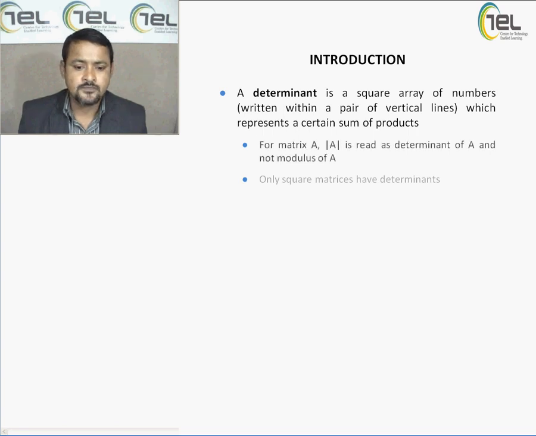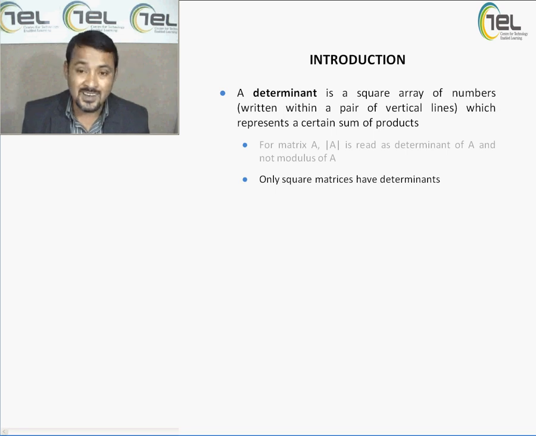For matrix A, we write A modulus as determinant A, but we don't read it as modulus of A, that is read as determinant of A. And the point to notice is that only square matrices have determinants. So only matrices of the order of 2 into 2, 3 into 3 and so on have a value which can be expressed in terms of one single number. So square matrices having number of rows exactly similar to number of columns has any kind of determinant value.